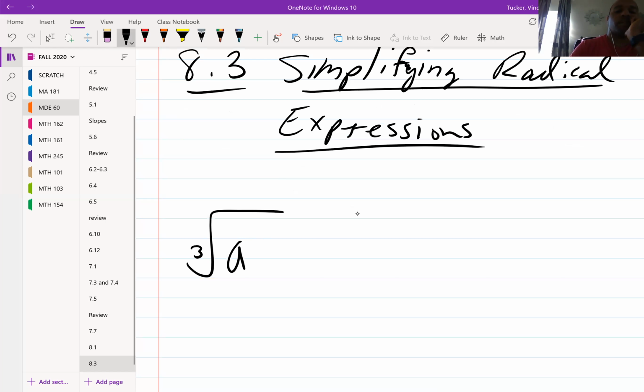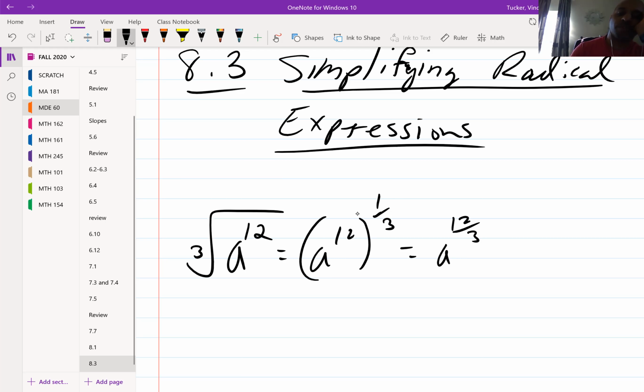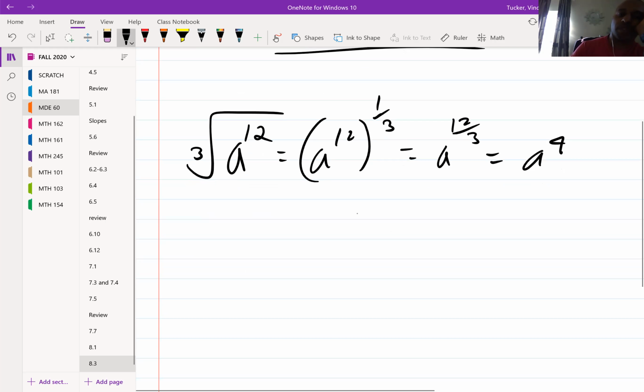If I have the cube root of a to the 12th, I know that cube root can be rewritten as 1 over 3. So all I have to do is divide that 3 into the 12. If you want to keep going with the process, that's 12 over 3, and that'll just be a to the 4th. So that's what we're looking at doing here.